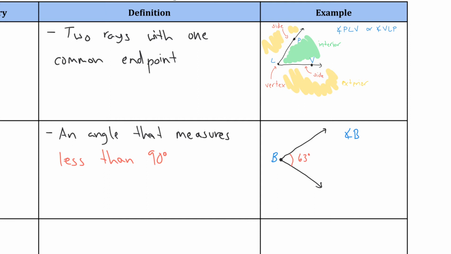All right, but let me finish up the sentence. Angle B is an acute angle, and you can use that symbol to abbreviate for angle. So angle B is an acute angle because it measures less than 90 degrees.